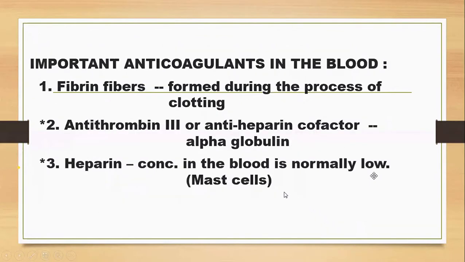Okay, so what are the important anticoagulants in the blood? You have fibrin fibers formed during the process of clotting. Then antithrombin 3 or the antiheparin cofactor, which is an alpha globulin, and heparin, which is present in the blood in a small concentration, and they are produced by the mast cells.